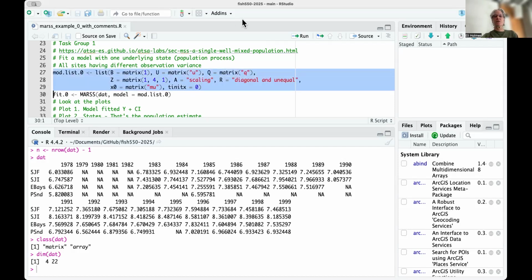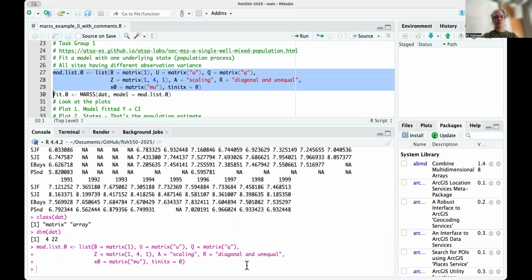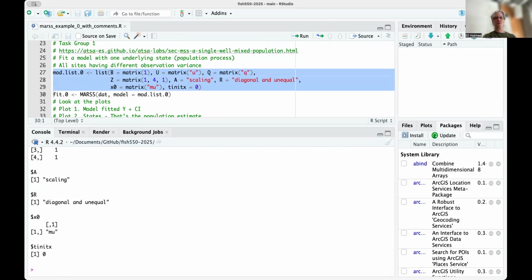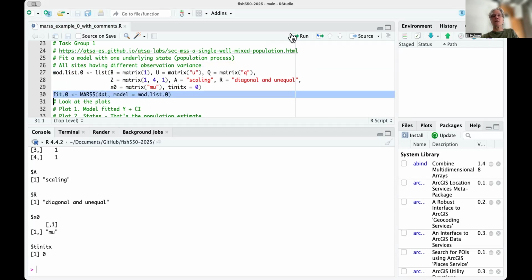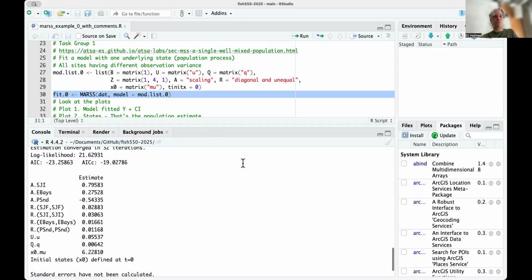So we make it a list. So there we go. If we do class of mod list, you can see it's a list. If you ever want to know what something is, wrap it in class, it'll tell you. To fit something, in the MARSS package, the function is MARSS, you just give it the data. Remember, it has to be a matrix, and then you give it that model list. Let's go ahead and do that. So we fit it. Boom, that was fast.